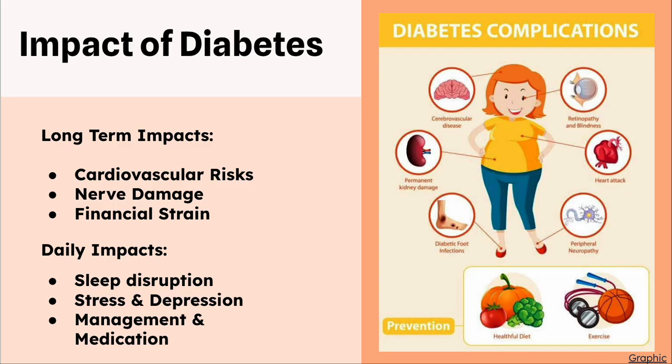This image is just kind of depicting some of the complications that can come from it. Some of these I'll talk about in future slides, like the retinopathy and blindness and peripheral neuropathy. But it also shows how a healthful diet and exercise can help prevent some of these complications.